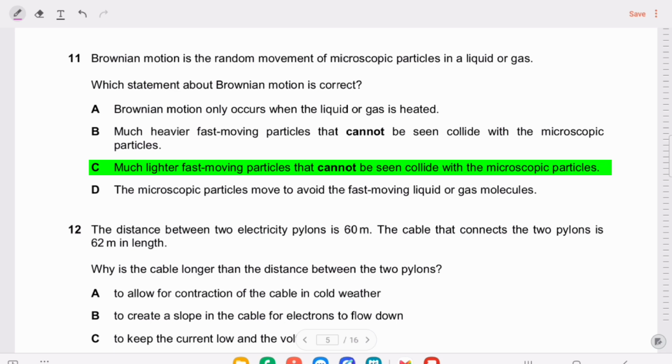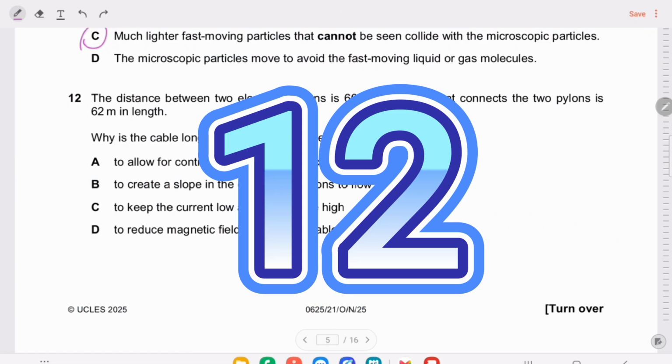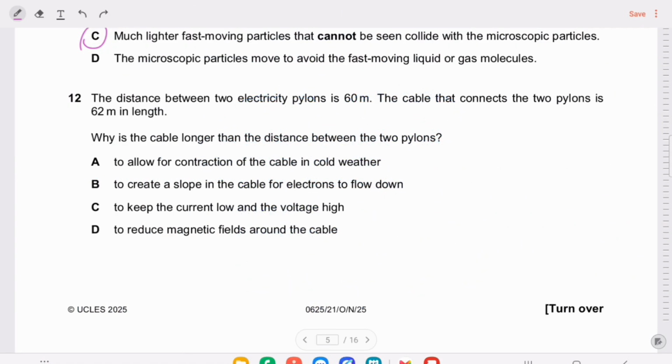collide with microscopic particles. The distance between two electricity pylons is 60 meters. The cable that connects the two pylons is 62 meters in length. Why is the cable longer than the distance between two pylons? A. To allow for contraction of a cable in cold weather. B. To create a slope in the cable for electrons to flow down. C. To keep the current low and voltage high. D. To reduce magnetic fields around the cable.